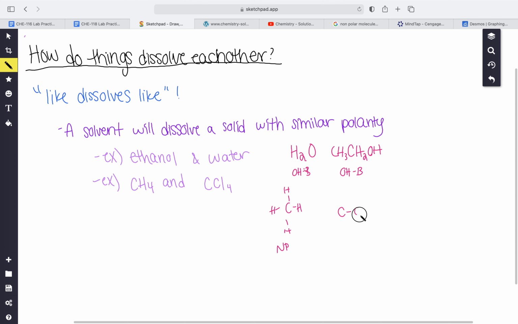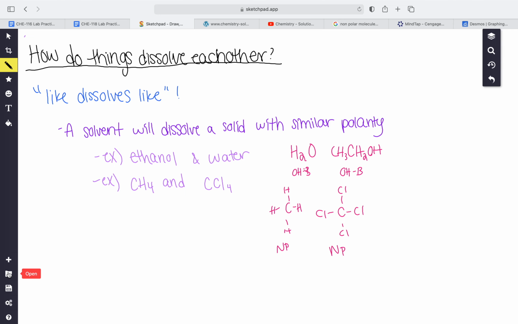And we have our Cl, Cl, Cl, Cl. These are all even, so this is also nonpolar. So these two can also dissolve in each other. Whichever one's stronger will usually dissolve the other one. Let's say that this one's a little bit stronger because of London dispersion forces. It weighs a little bit more. The CCl4 will dissolve the CH4 because of their similar polarities.